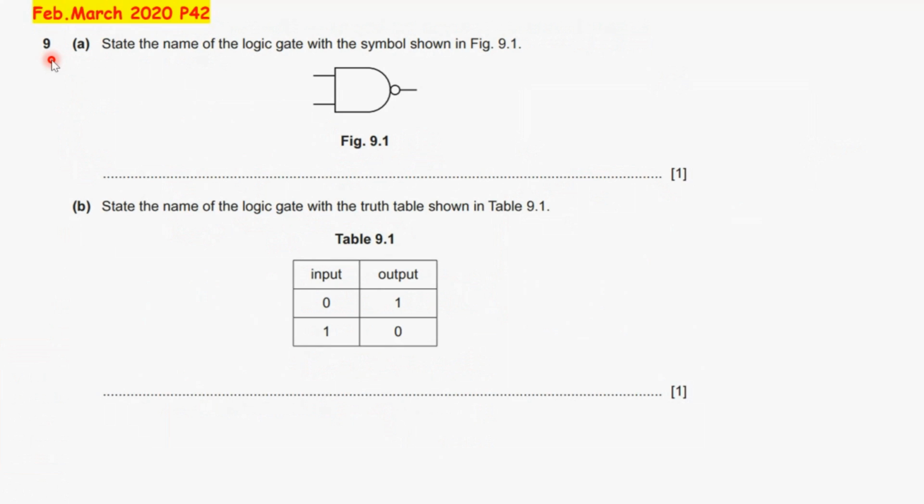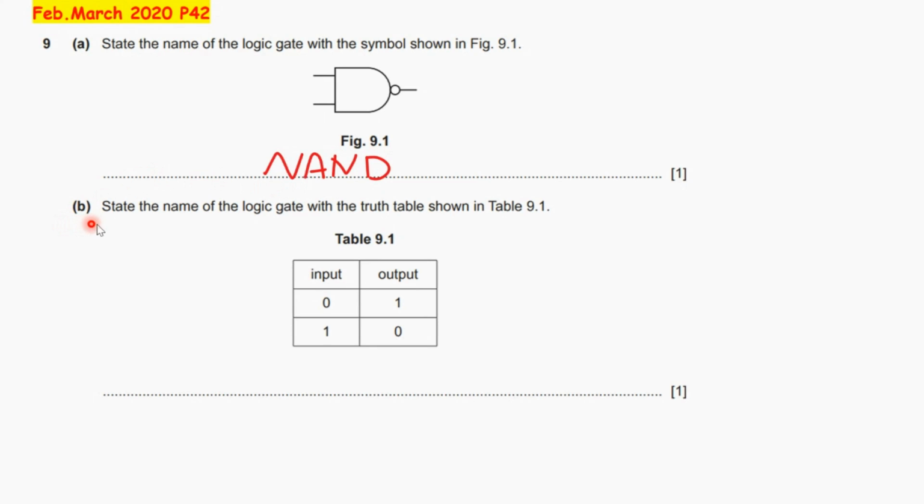Now question 9, section A. State the name of the logic gates with the symbol shown in figure 9.1. Students must be familiar with these schematic diagrams. So this one is NAND. This is only AND, and the circle here is for the NOT, so they combine together, and we name them NAND as one logic gate.